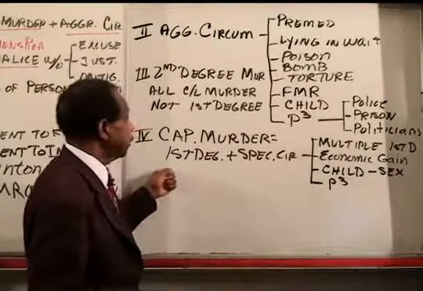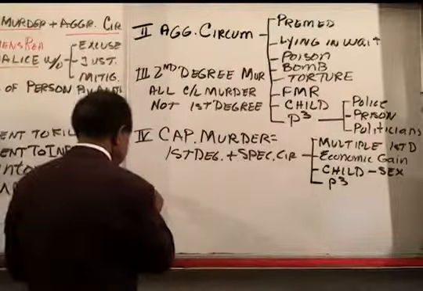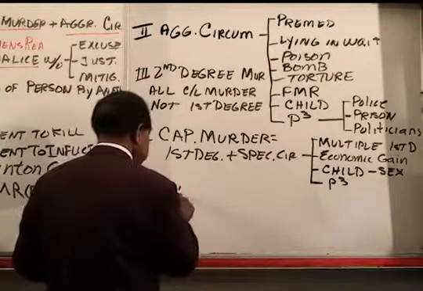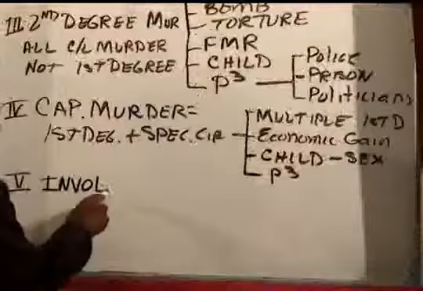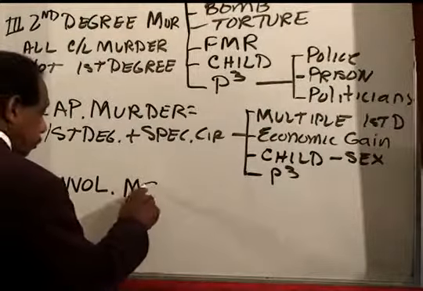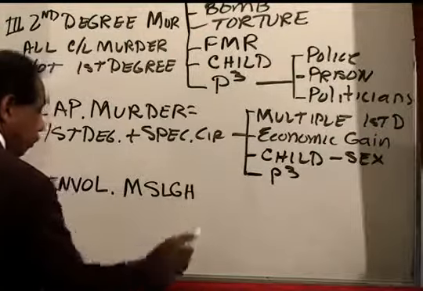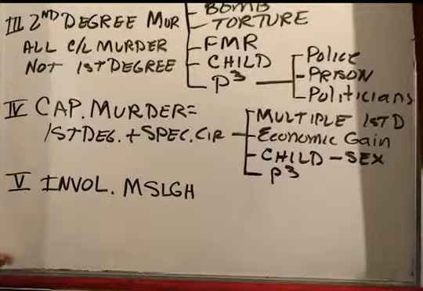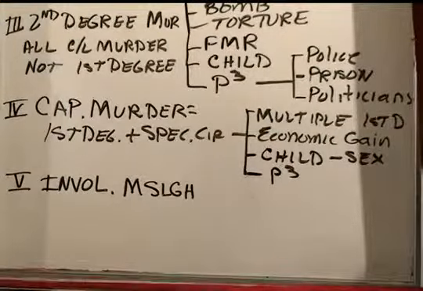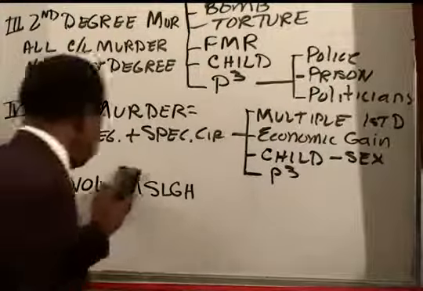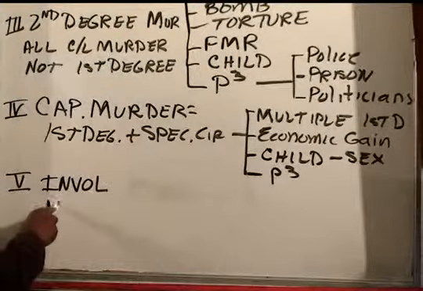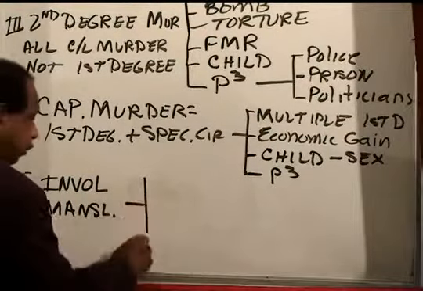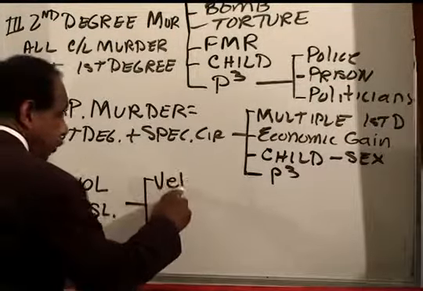So that brings us to our final category, which is involuntary manslaughter. So how do you get to involuntary manslaughter? And the answer is that there are several ways to get to involuntary manslaughter. One is vehicular manslaughter.